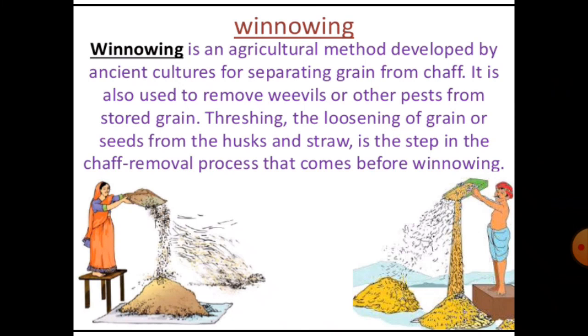Winnowing. Winnowing is an agricultural method developed by ancient culture for separating grain from chaff. It is also used to remove weevils or other pests from the stored grain. Threshing, the loosening of grain or seed from the husk and straw, is the step in the chaff removal process that comes before winnowing. In this picture, you can see how winnowing is done.